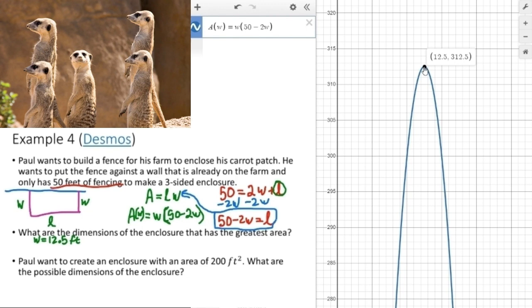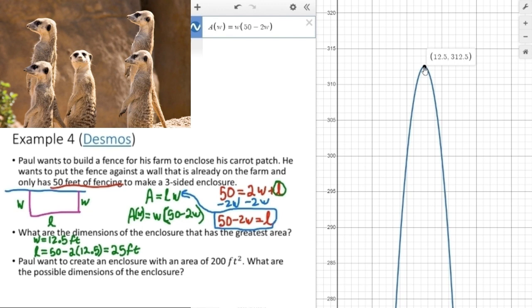But I also need to know my length. In the blue box, we found the relation that L equals 50 minus 2W. So now that I know the width is 12.5, I can use that relation to solve for L. So here, L equals 50 minus 2 times 12.5. And if we work out the arithmetic, we get that L is 25 feet. So what are the dimensions of the enclosure that has the greatest area? Well, the width, the length of the side perpendicular to the wall, would have to be 12.5 feet, while the length of the side parallel to the wall would be 25 feet.